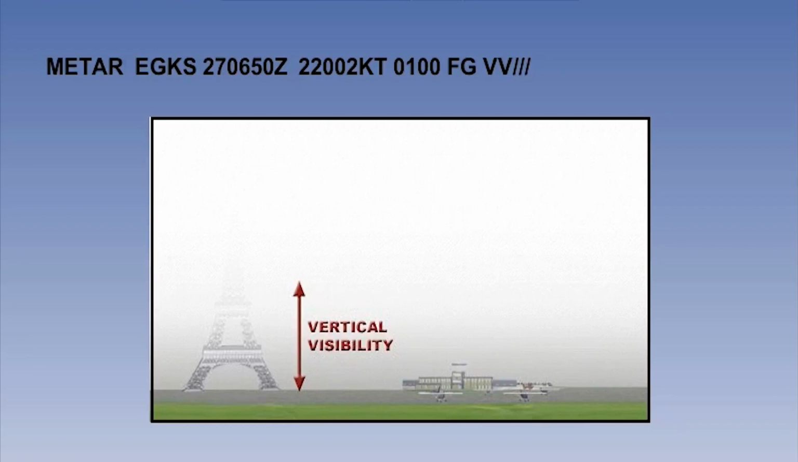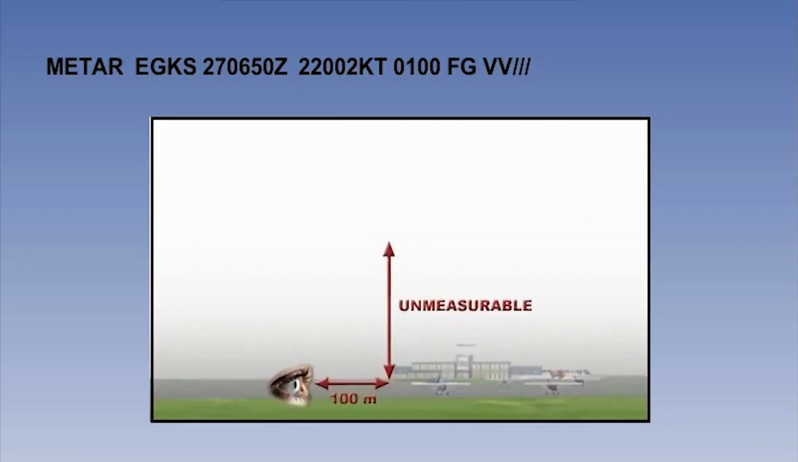Let's look at a typical example. Here we see that there is a light southwesterly wind with a visibility of 100 meters in fog, and a vertical visibility that the observer could not measure. Therefore, no value was given.